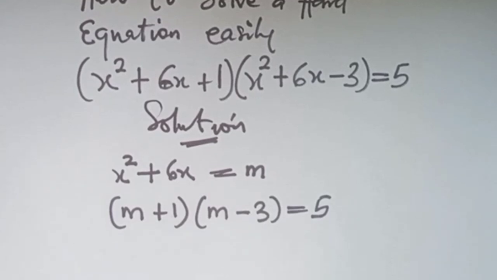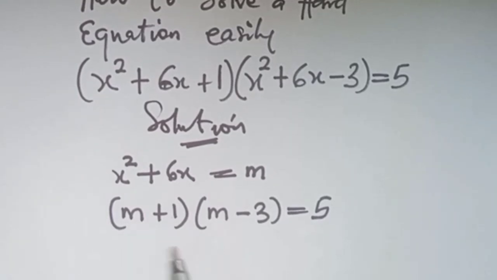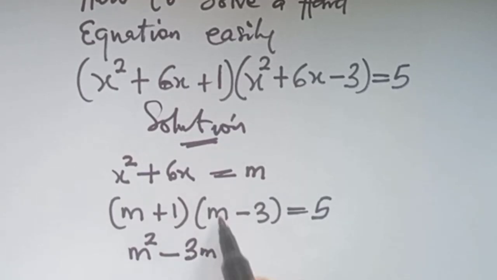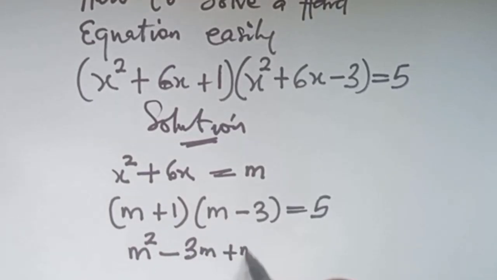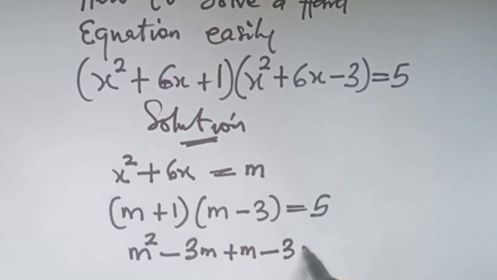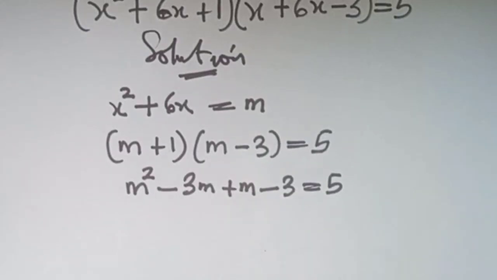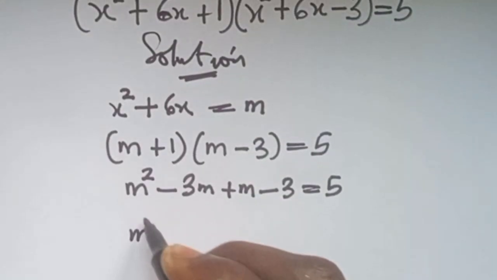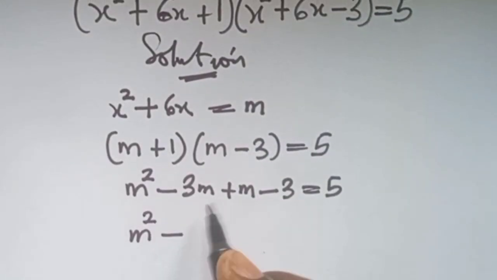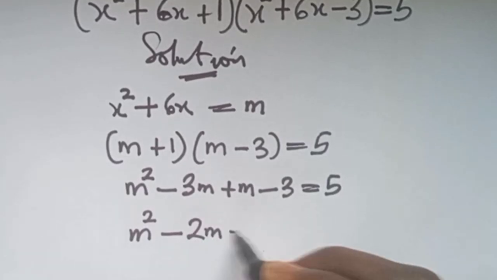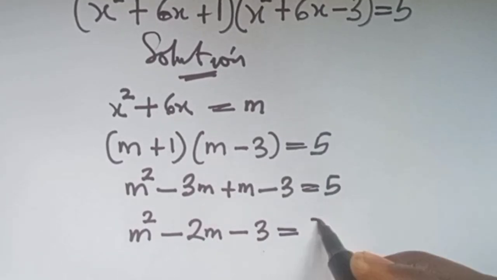This is more simplified. To continue, we can open up this bracket: m times m is m to the power of 2, m times minus 3 is minus 3m, 1 times m is plus m, and 1 times minus 3 is minus 3, equal to 5. Again, to simplify this further, minus 3m plus m is minus 2m, so we have m to the power of 2 minus 2m minus 3 equals 5.